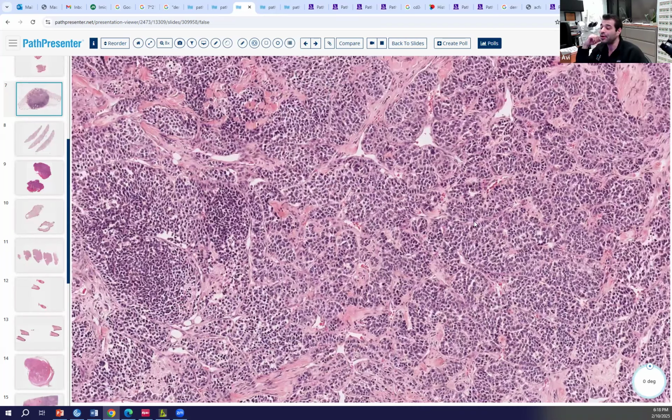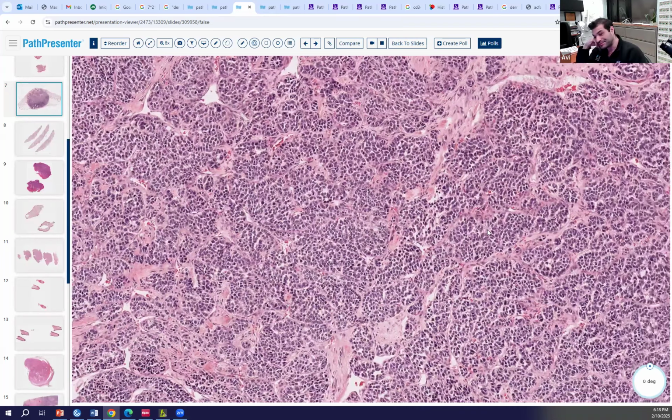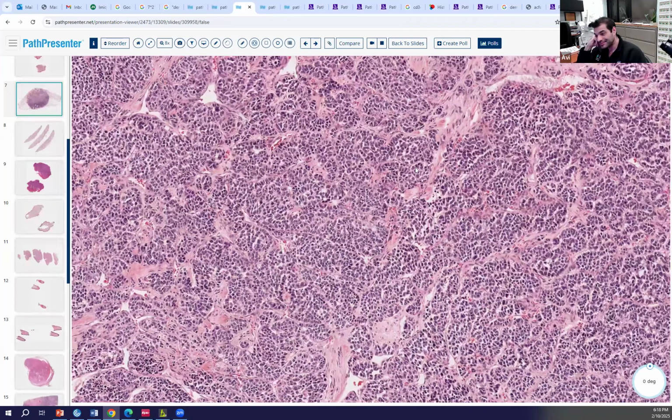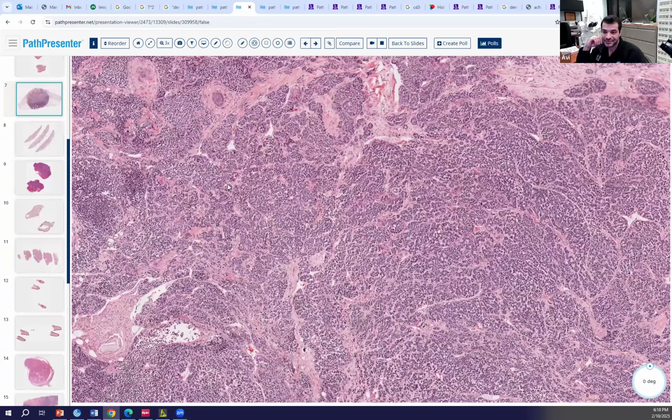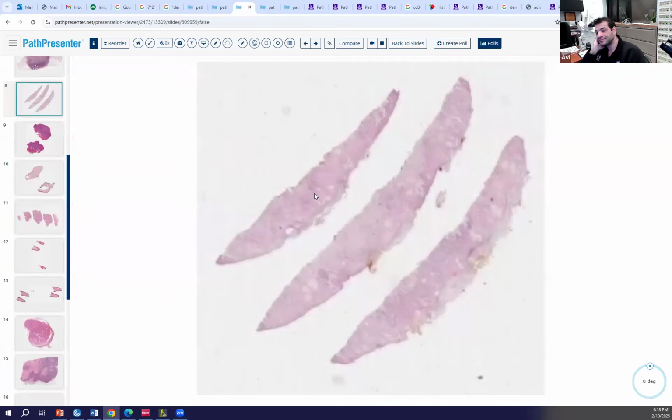What's a more important stain to get to rule something out? TTF1 for lung cancer. Yeah, TTF1, small cell lung cancer. Small cell lung cancer can look like that.